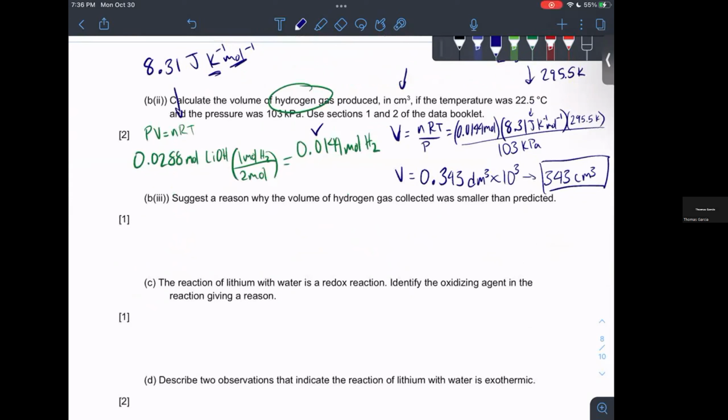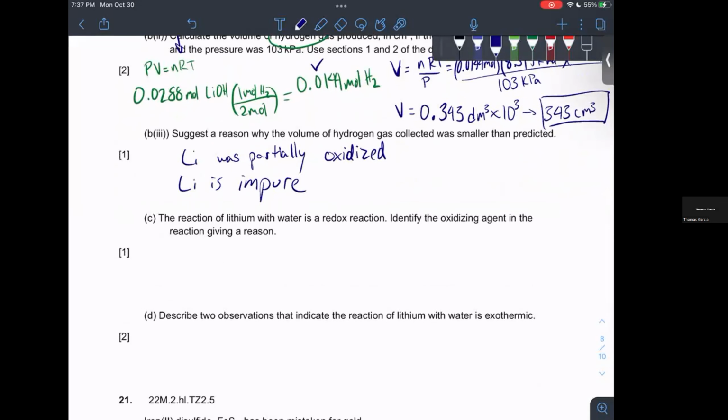All right. B(iii). Suggest a reason why the volume of hydrogen gas was smaller than predicted. The best 2 reasons are Li was partially oxidized. That would mean it's already reacted. It's not going to produce. The other one is just our Li is impure. Impurities and partial reactions are what's going to give you all these errors all the time.